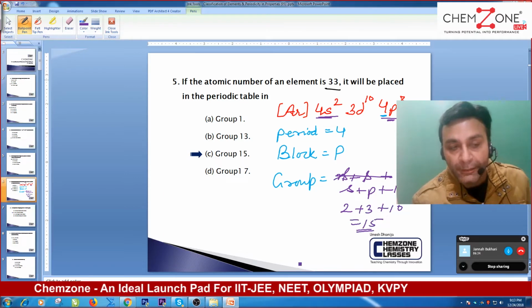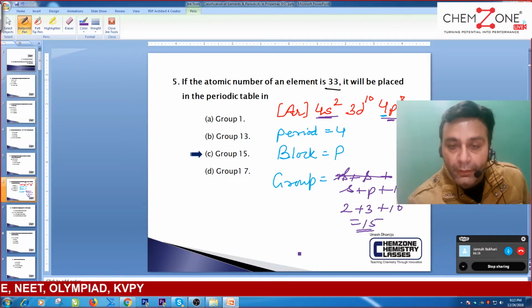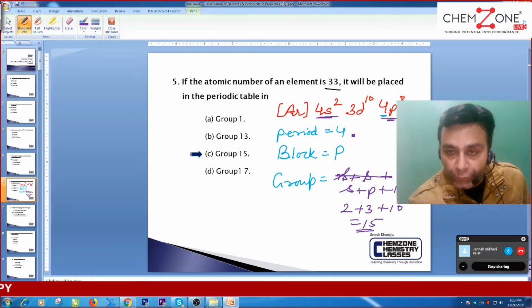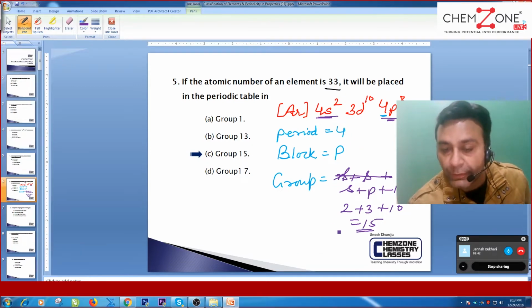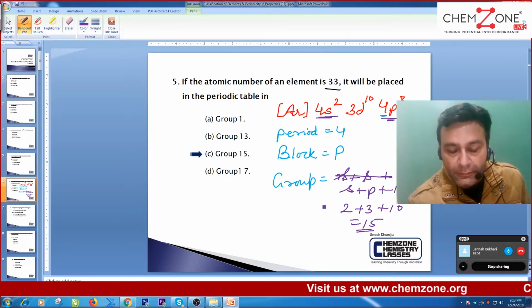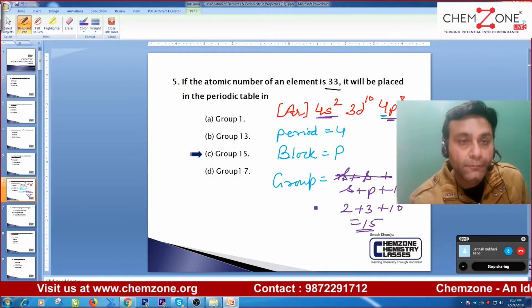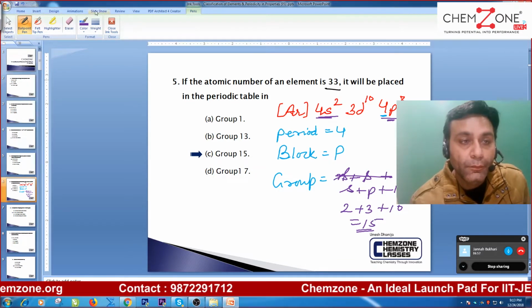It means in the periodic table, this element belongs to period number 4, block is p, and group is equal to 15. Yeah, because there's 10 in the middle. So you just add the 10 for the transition metals. Are you getting me? Okay.